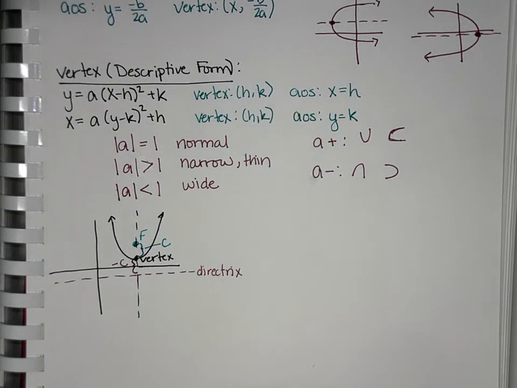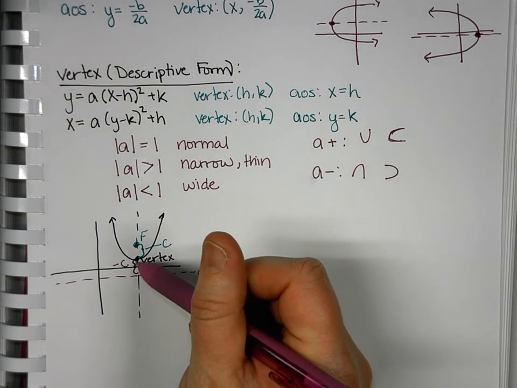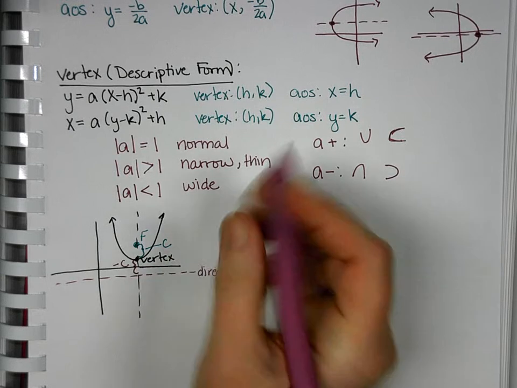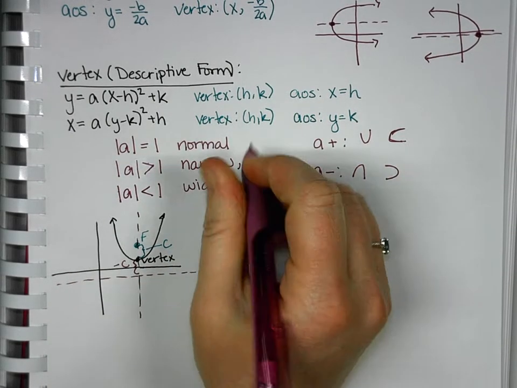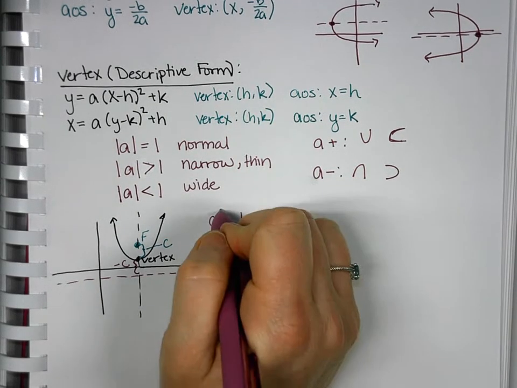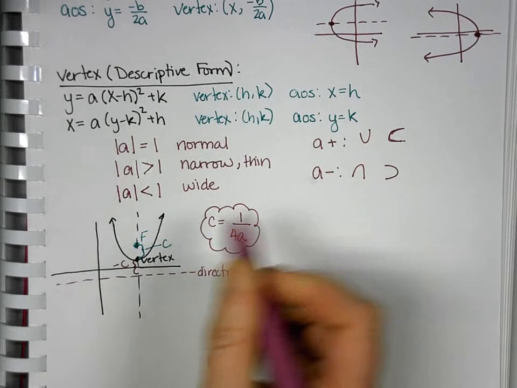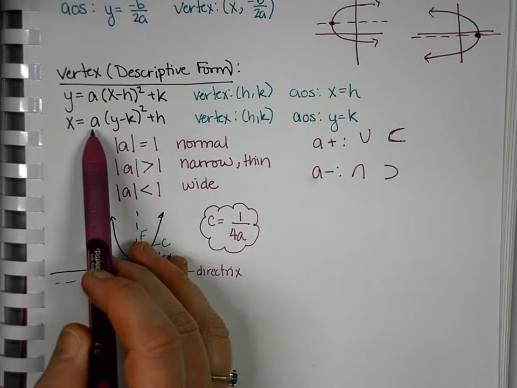We do have a formula to help us figure out what C is, and that formula is C equals 1 over 4 times A. And you can get the A from your equation, whether it be in descriptive or in standard form. It's just this number right here.